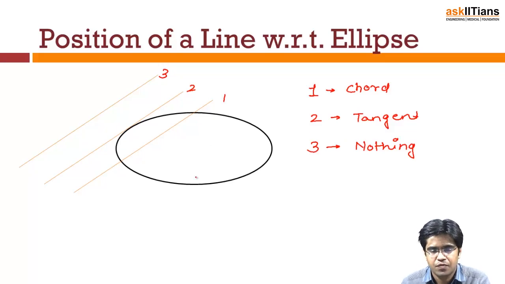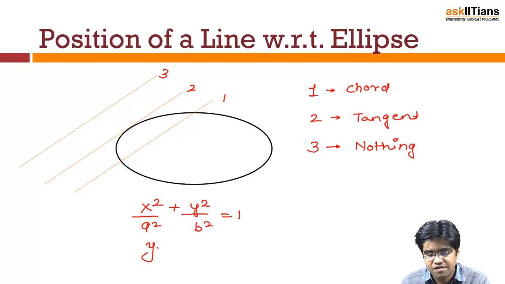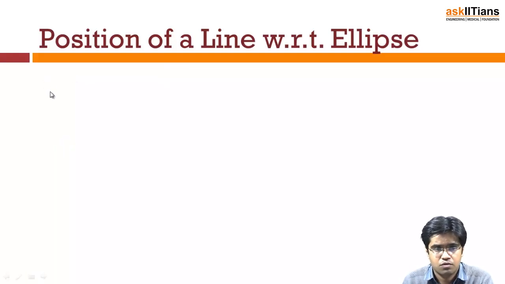Let's say that we have the equation of the ellipse as x square by a square plus y square by b square is equal to 1. And let's say that we have a variable line, y is equal to mx plus c. In order to find out how the line and the curve are interacting, we need to put the equation of the line in the curve and we need to solve. How? So let's start this analysis.